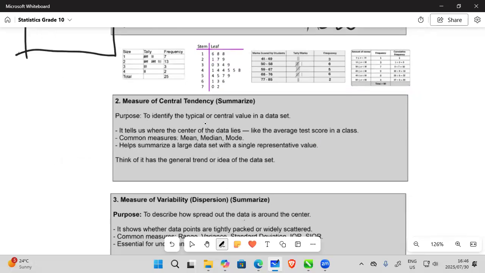It helps you to identify the typical or the central value in a data set. Right. It tells you where the center of the data lies, like the average test scores. The common measures that come under here are mean, median, and mode. And it helps you summarize a large data set with a single representative value.